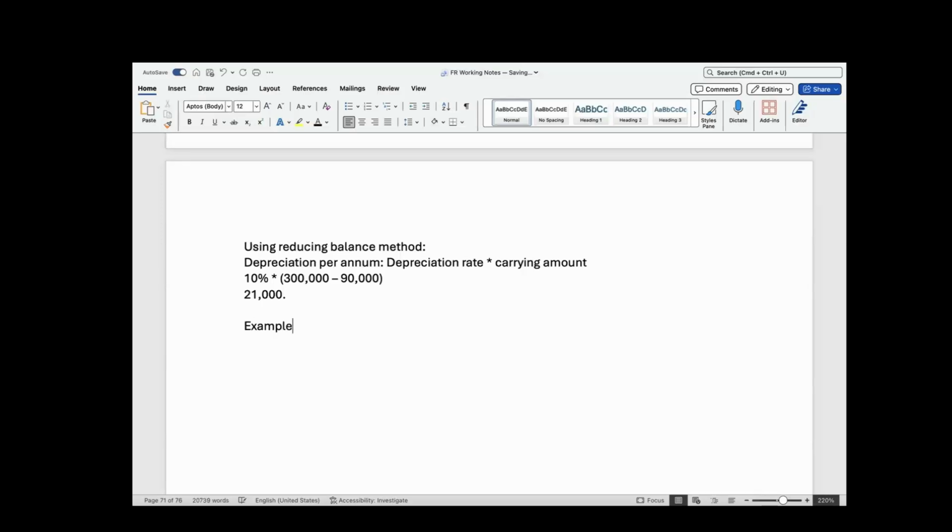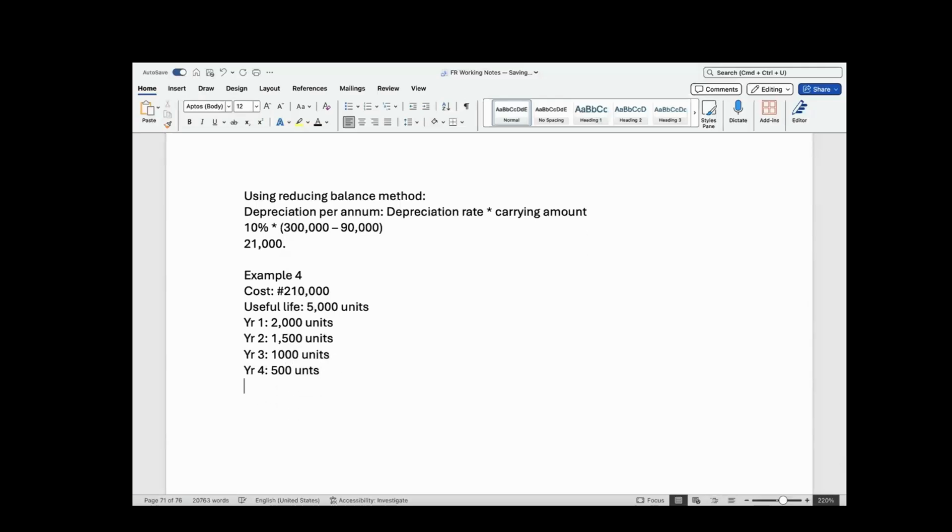And a final example: if you have the cost of an asset as 210,000 and you are given the useful life as 5,000 units, and we're told that in year one this asset can do 2,000 units, in year two 1,500 units, in year three just 1,000 units, and in year four the remaining 500 units.